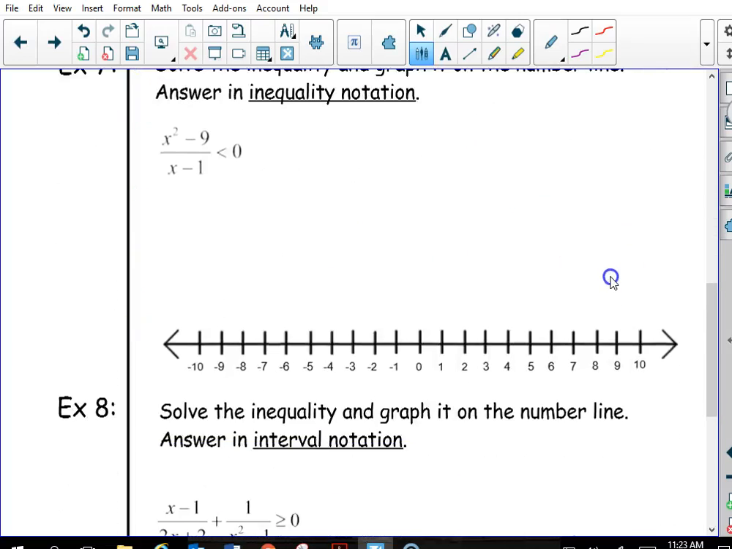Okay. Again, kind of the same idea, but we're going to have to do some factoring in the numerator. x plus 3, x minus 3, which gives us zeros of -3 and +3. And then we also get a 0 at 1.